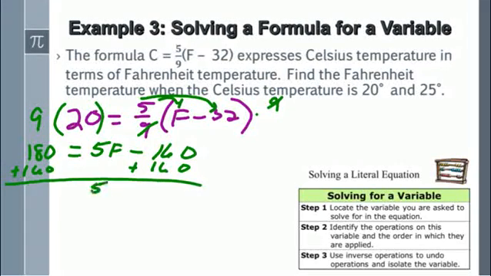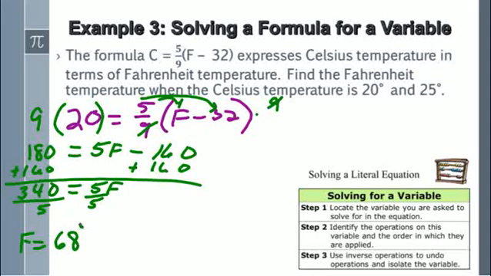I'm left with 5F equaling 340. I divide by 5 on both sides. The Fahrenheit temperature would be: 5 goes into 34 6 times. 5 times 6 is 30. Subtract, you get 4. Bring down the 0. 5 goes into 40 8 times. So you would have 68 degrees Fahrenheit.